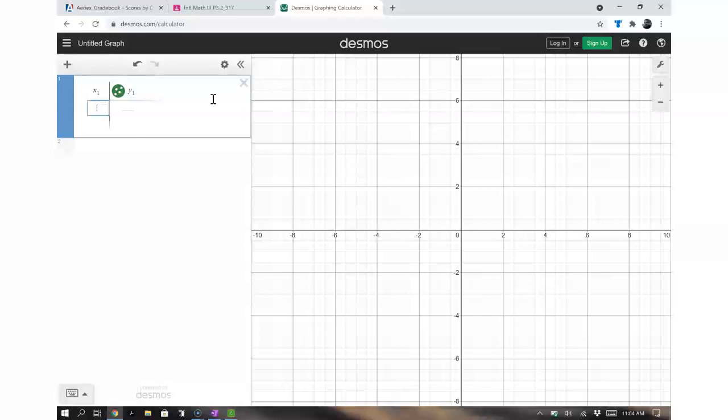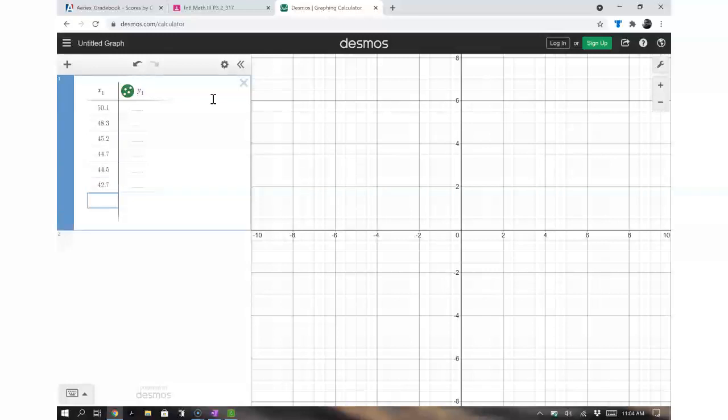So 50.1, so let me type that in. I'm going to hit enter. 48.3, 45.2, 44.7, 44.5, 42.7, 39.5, and 38. And that's it. I'm done with the x values.